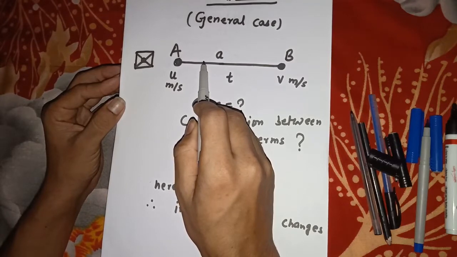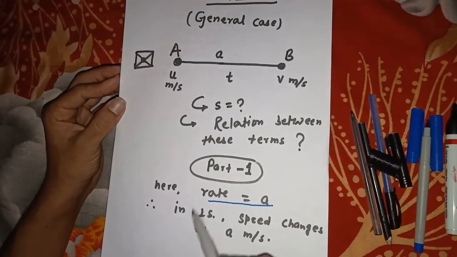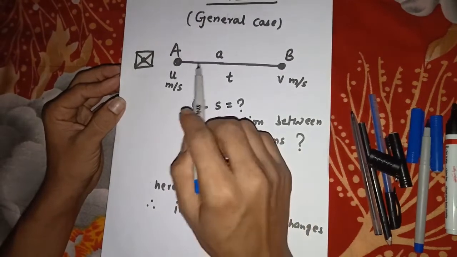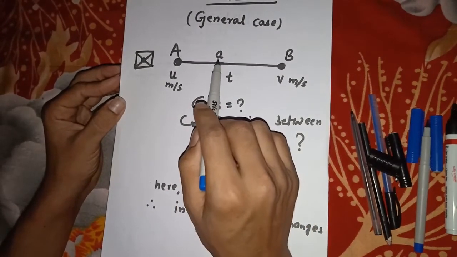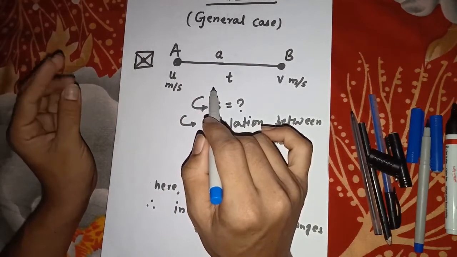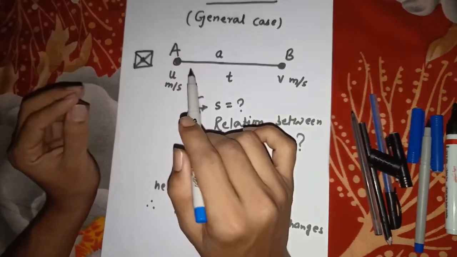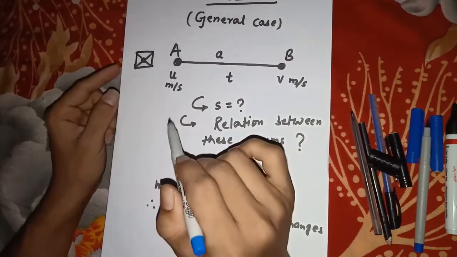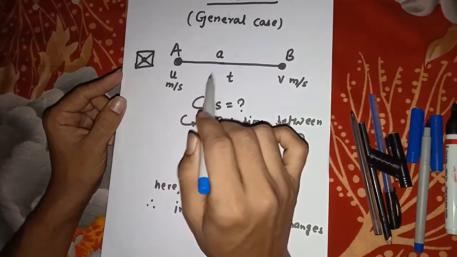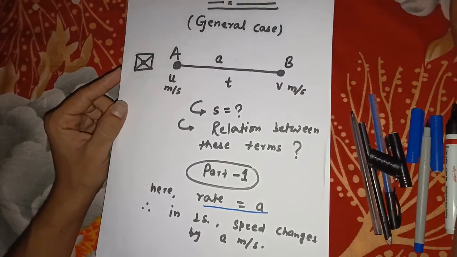Have you got my point? Because the velocity increases by a meter per second in just 1 second. Similarly, after 2 seconds, it must be u plus 2a, because after 1 second it increases by a. So in 2 seconds the velocity increases by a plus a, that is 2a, and the final velocity after 2 seconds must be u plus 2a. Have you got my point?